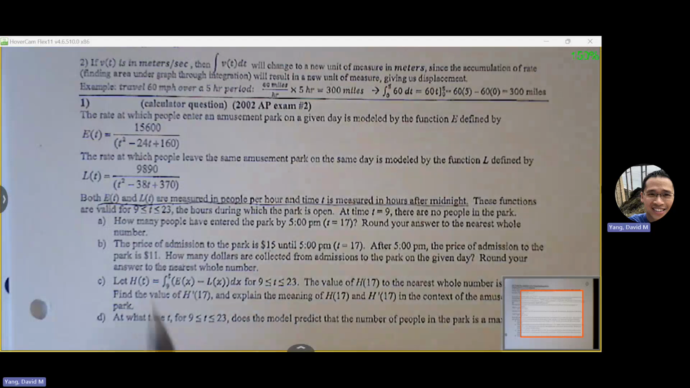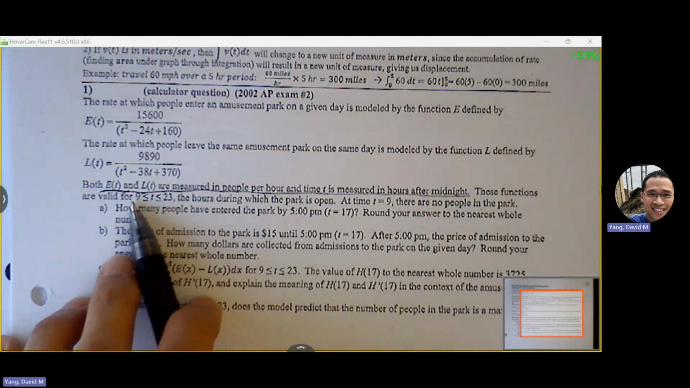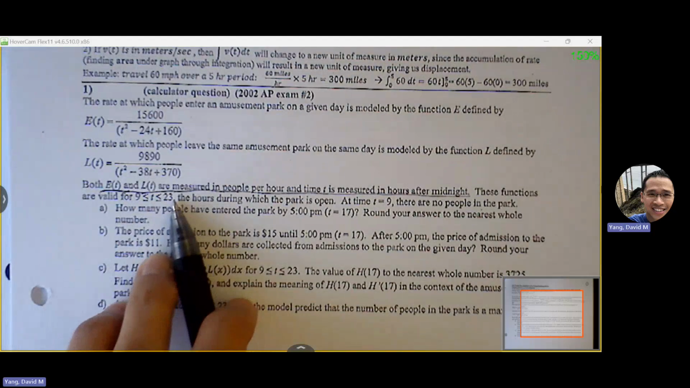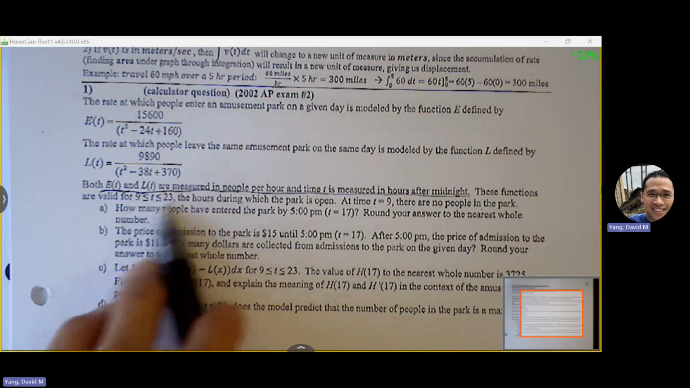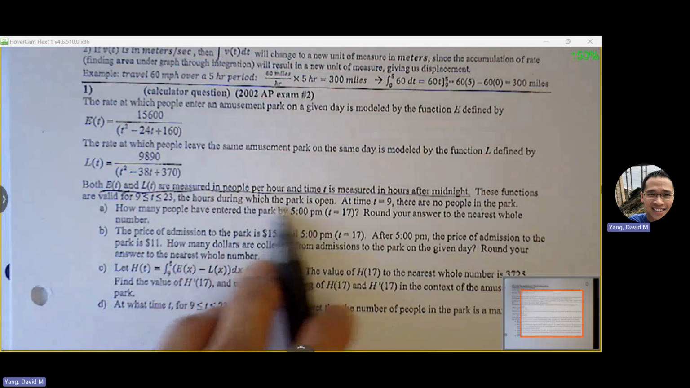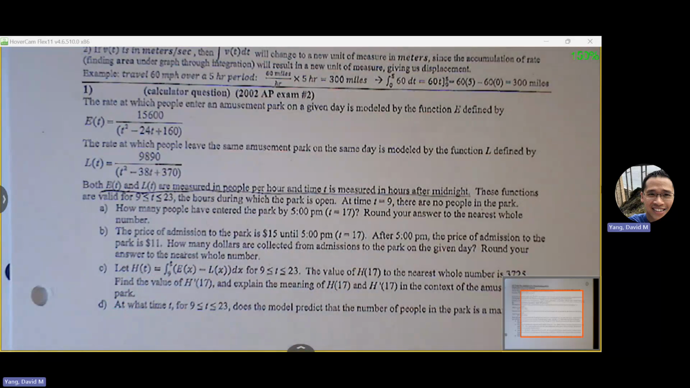These functions are valid between 9 and 23. So the park opens at 9, closes at 11 p.m., which is in this case military time, 23 hours. At time t equals 9, there are no people in the park. Well, there are no visitors in the park. How many people have entered the park by 5 p.m.?